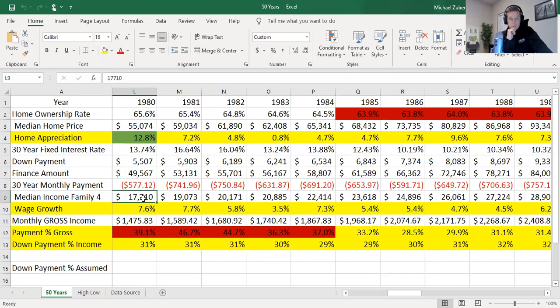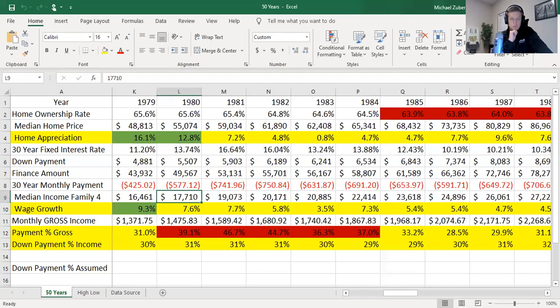I then calculated the median family income of a family of four. This is not an individual. This is a median family income, probably two income earners. Just like home appreciation, I calculated wage inflation, right? You can see it went up 7.6% from last year. So this is where it started getting interesting. I did gross income because I don't know tax structure and all of those things for the 80s. So I took income divided by 12, which gave me 1475.